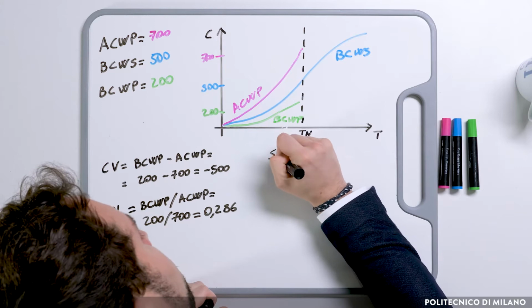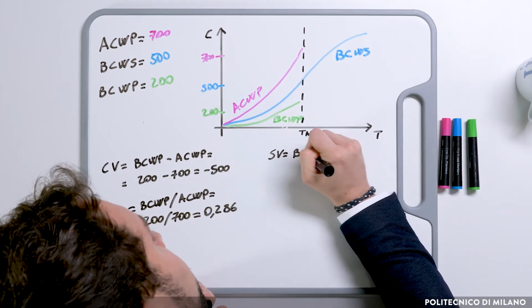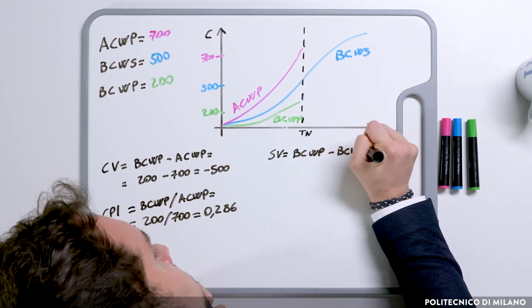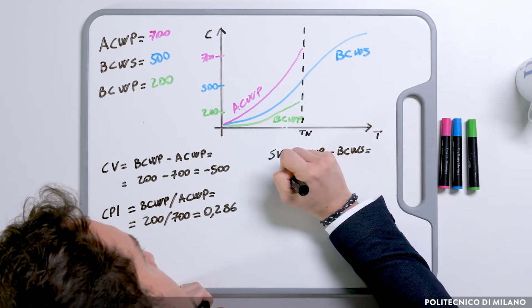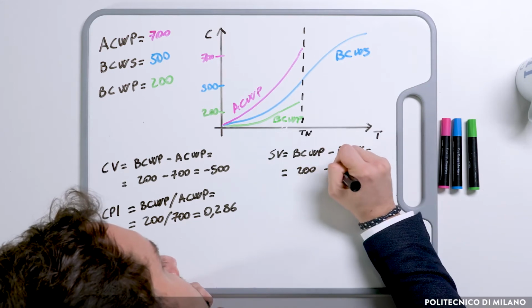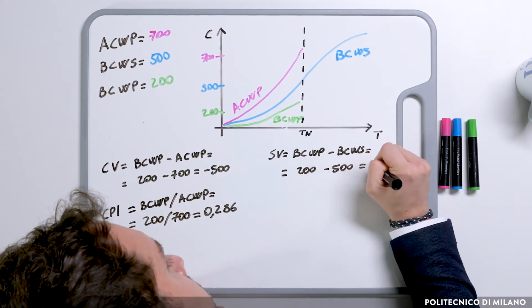We can follow the same approach considering time. So, to understand if you were ahead or behind the schedule, we made a comparison between BCWP and BCWS. So we can create two different indicators as well. The first is the schedule variance, which is calculated as BCWP minus BCWS. This means that I'm going to be ahead of schedule if schedule variance is higher than 0, while in our example it is minus 300.